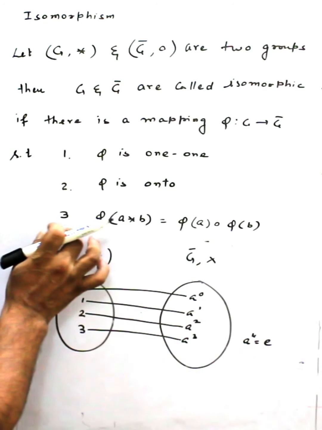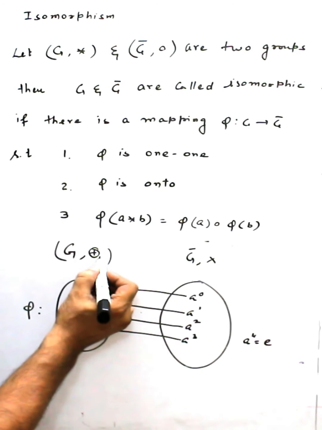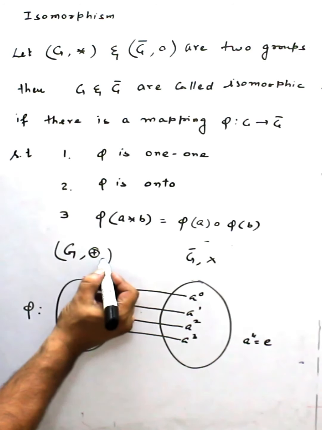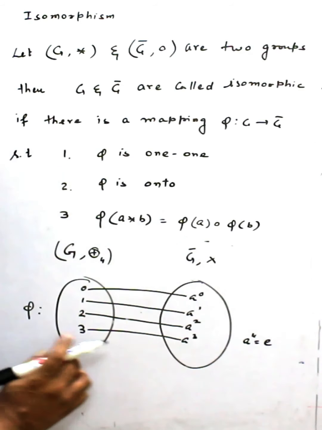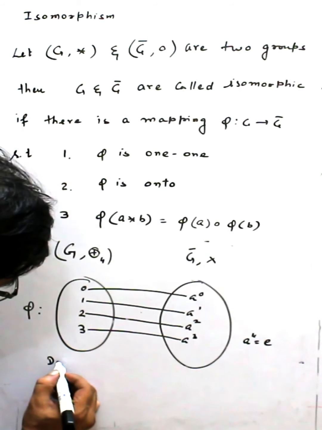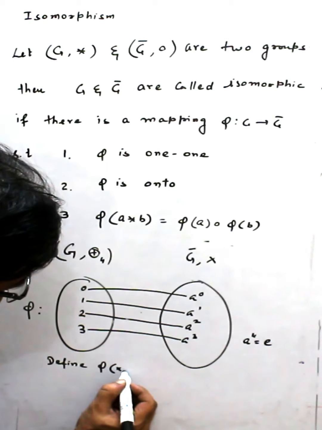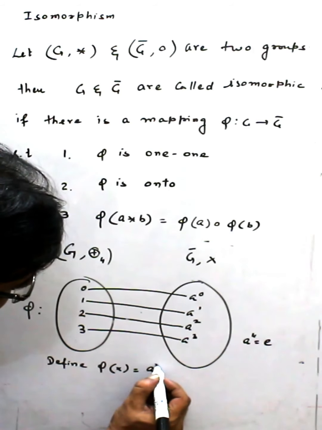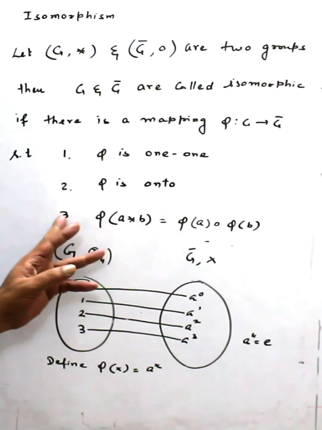Now we check the operation preservation. Here the operation is this, and here is multiplication, right? So define phi x is equal to A^x. Phi x is equal to A^x. I don't show here 1-1 onto because it is obvious. Now I check the preservation, the third condition.